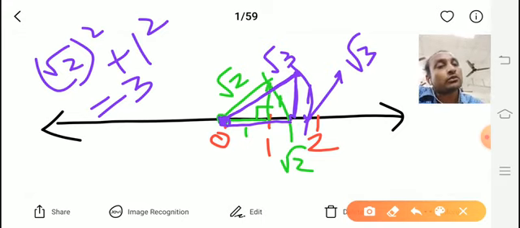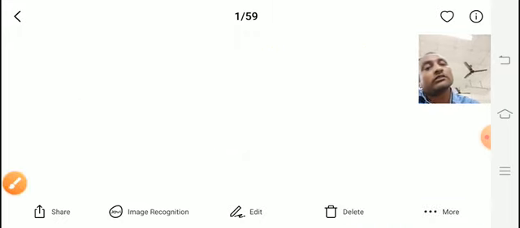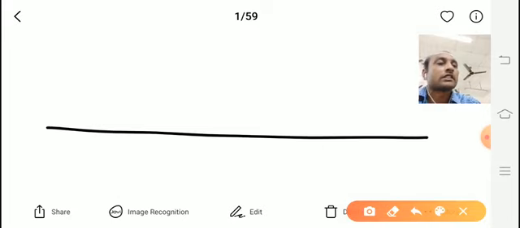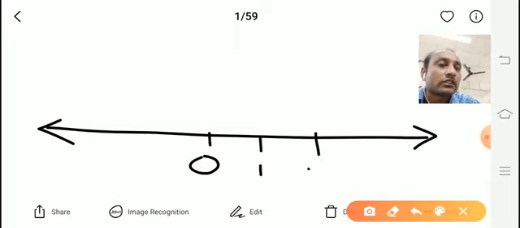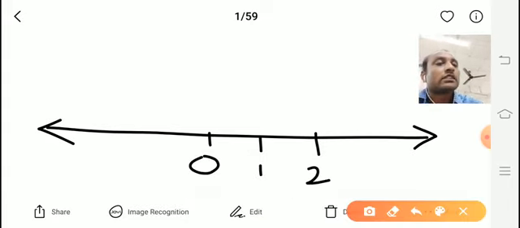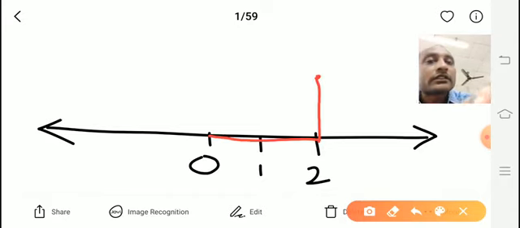Next, how to draw root 5. To draw root 5, first of all you will have to take a number line. It is 0, it is 1, 2. And then to draw root 5, you will draw a 1 centimeter line here. This is 2 centimeter.